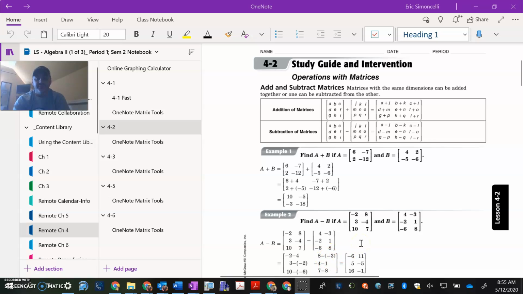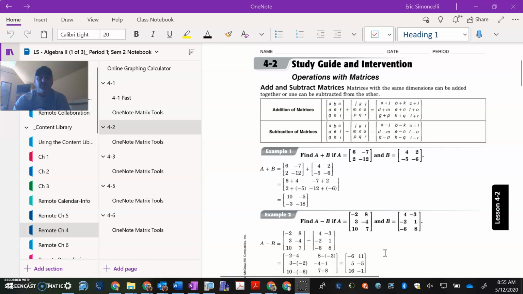The following matrix results. It's a 3 by 2, not surprisingly: negative 6, 11, because 8 minus negative 3 is certainly 8 plus 3 if you think of it that way. 3 minus negative 2 is 5, negative 4 minus 1 is negative 5, 10 minus negative 6 or 10 plus 6 is 16, and then of course 7 minus 8, negative 1.